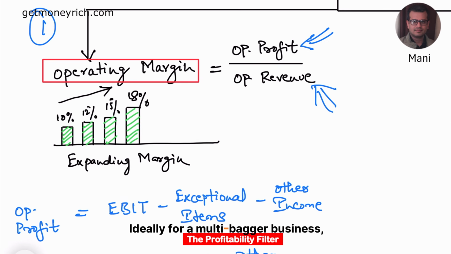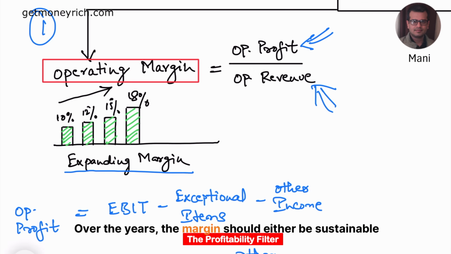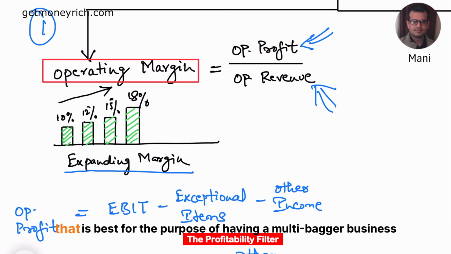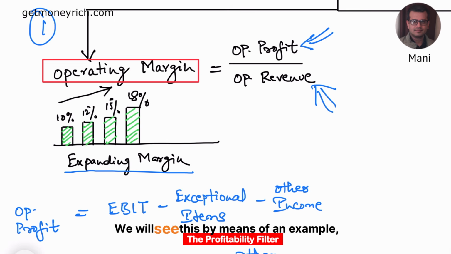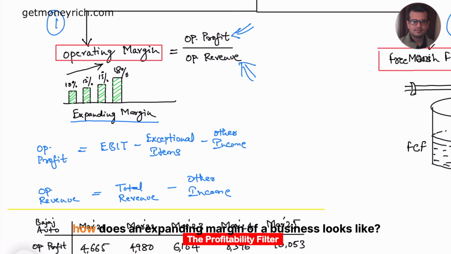And how should the operating margin look? Ideally, for a multi-bagger business, what we want to see is an expanding margin. Over the years, the margin should either be sustainable, or if it is showing expansion, that is best for the purpose of having a multi-bagger business in our portfolio. We will see this by means of an example: how does an expanding margin of a business look?